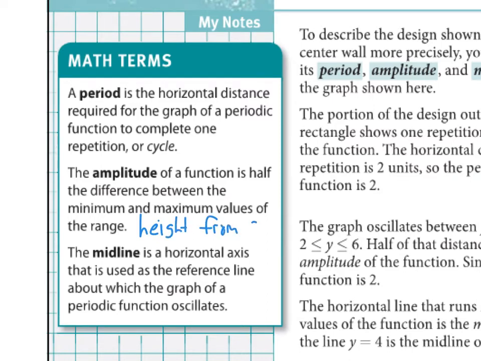Okay, and we'll see some examples, but amplitude is going to measure more how tall it is. It has to deal with the y values, but it's not the total height, I'm sorry. It's going to be like half the height, or the half from what we call the midline, which is our next term here. The midline is a horizontal axis used as the reference line about which the graph oscillates. Oscillates means going up and down and up and down.